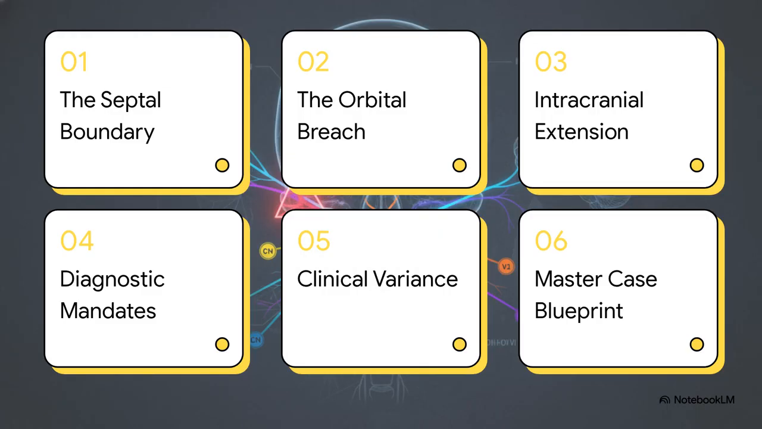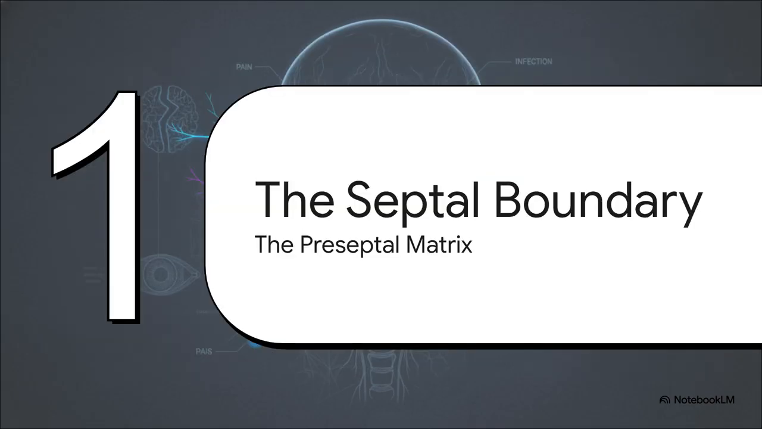Here's our clinical protocol checklist for today. First, the septal boundary. Second, the orbital breach. Third, intracranial extension to CST. Fourth, diagnostic and pharmacologic mandates. Fifth, clinical variance distinctions. And finally, number 6, our master case blueprint. Let's go. Module 1, the septal boundary.